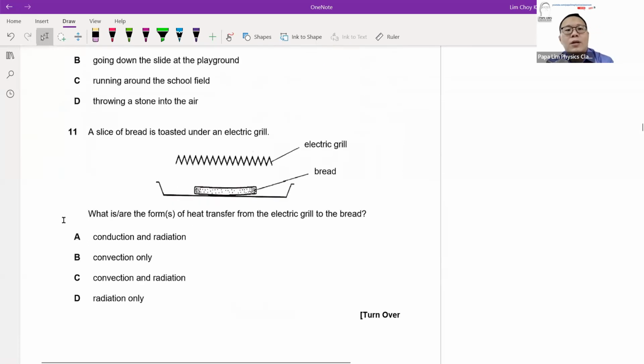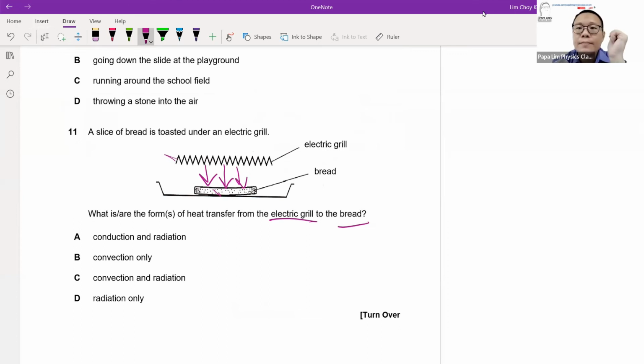Now, a slice of bread is toasted on an electric grill, where the grill is here on top, and the bread is here. Which are the forms of energy transfer from the grill to the bread? So it's from this area here. How does the grill transfer the heat to the bread?